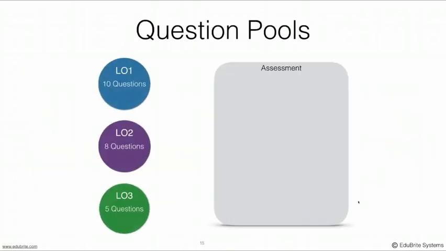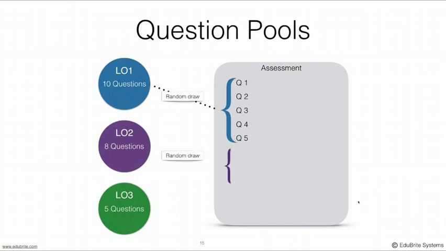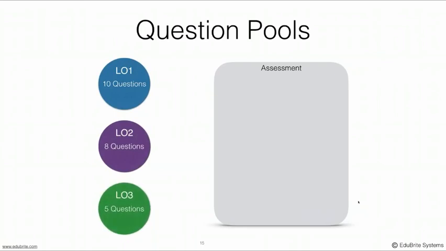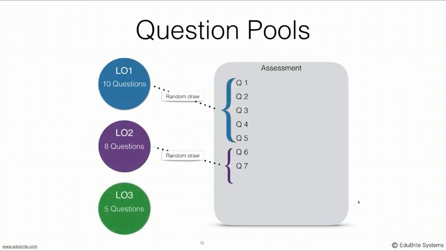Question pools. Question pools are lots of questions or banks of questions. Usually they're tied to a learning objective. So with this blue one here, we've got 10 questions associated with learning objective 1. And we might have an assessment with a random draw of 5 of those questions. Likewise, this one has 8 questions for learning objective 2, and we might pull 3 of them. And this last one has 5 questions and is pulling 2 of them.